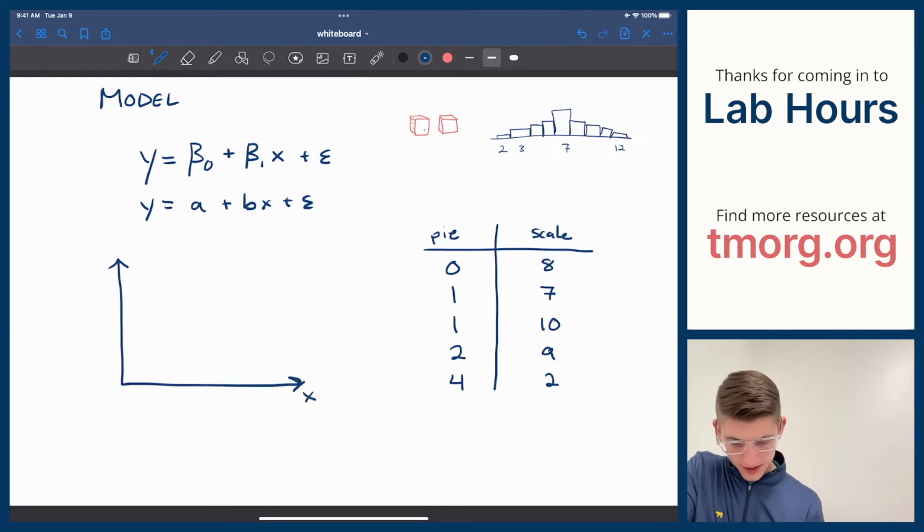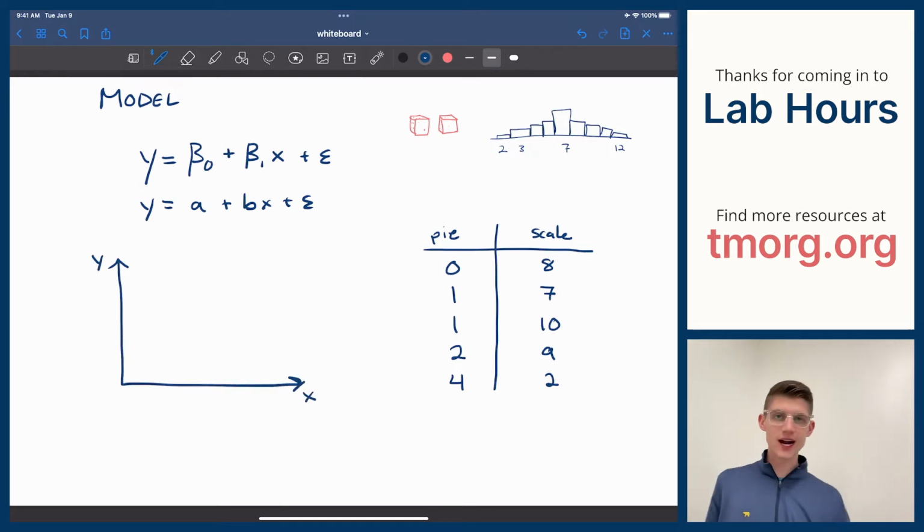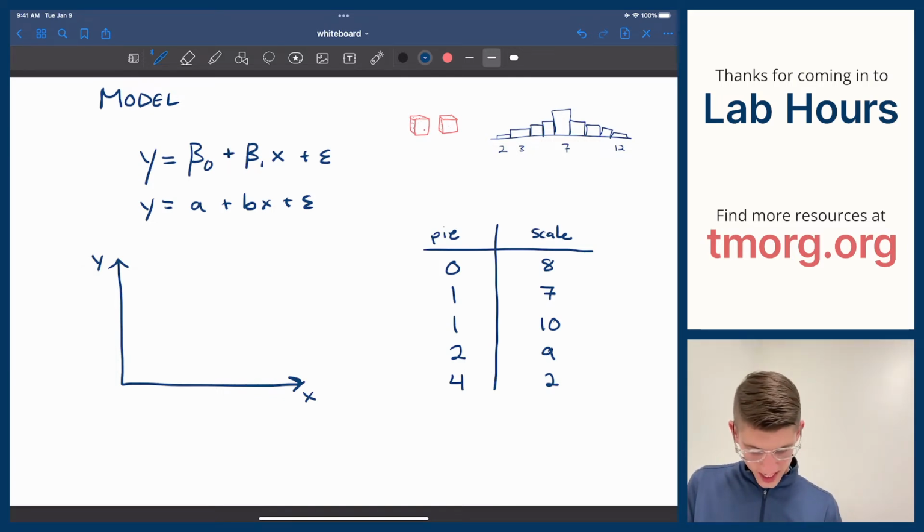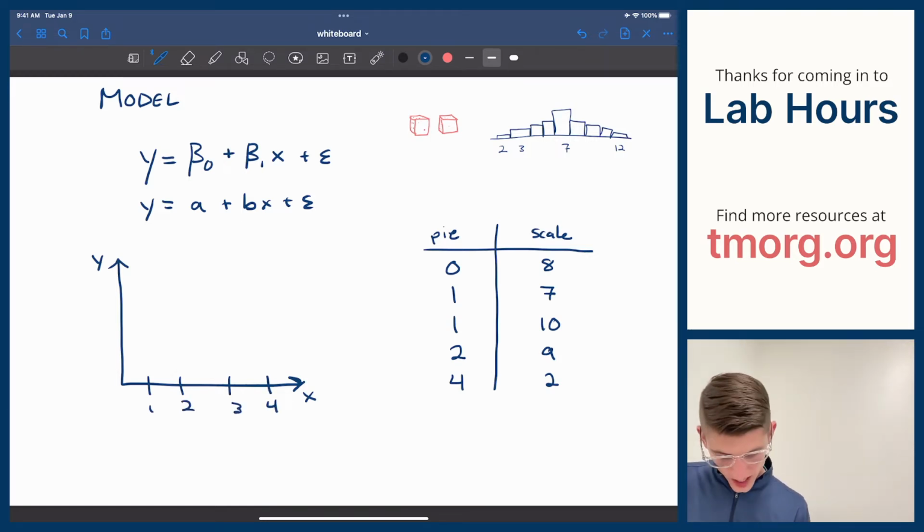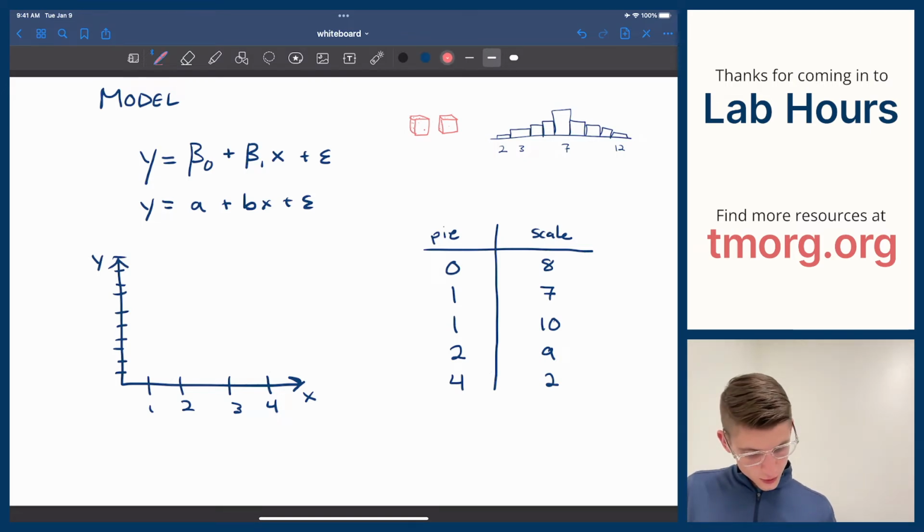And as I'm graphing it, I'm going to show you this idea of regression. I'm going to try to model this intuitively, right? So our scale of x, 1, 2, 3, 4, and our scale of y, 1, 2, 3, 4, 5, 6, 7, 8, 9, 10, right? So the first person had 0 pie and enjoyed it at an 8. 1, 2, 3, 4, 5, 6, 7, 8. This is where they were.